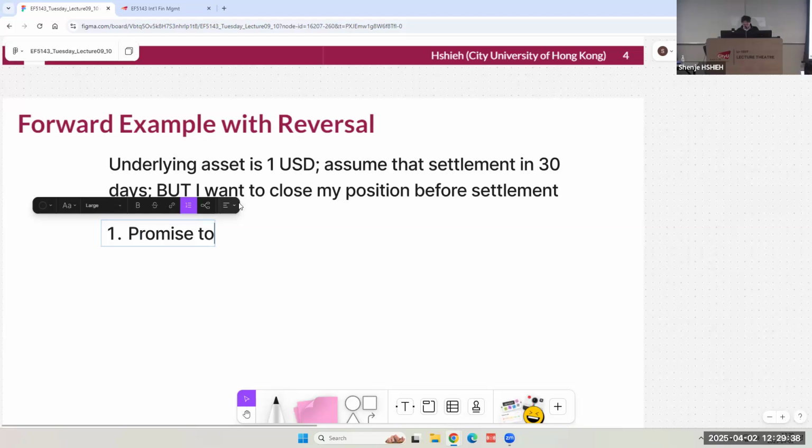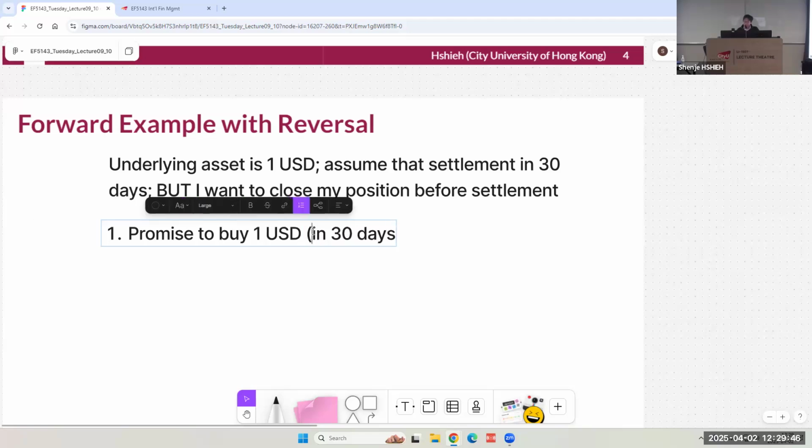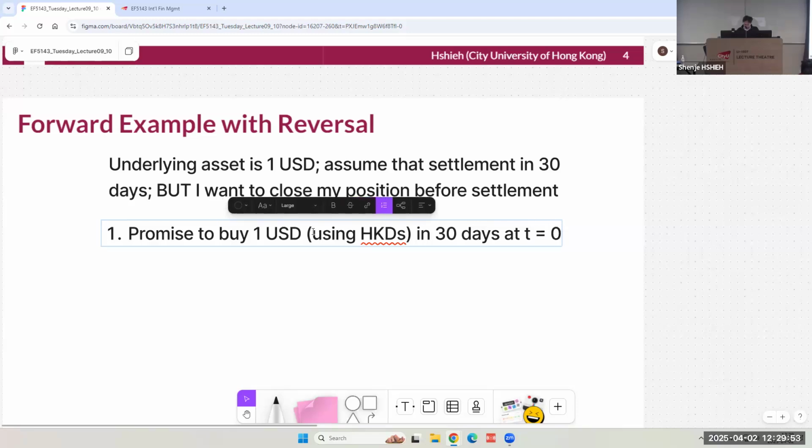I'm going to promise to buy $1 in 30 days, let's just say using Hong Kong dollars, at T equals 0. And I promise to pay for it using a future price, but I'm going to denote it as F underscore 30 to indicate that this is the future price that is to be paid at settlement 30 days from now. So F underscore 30.